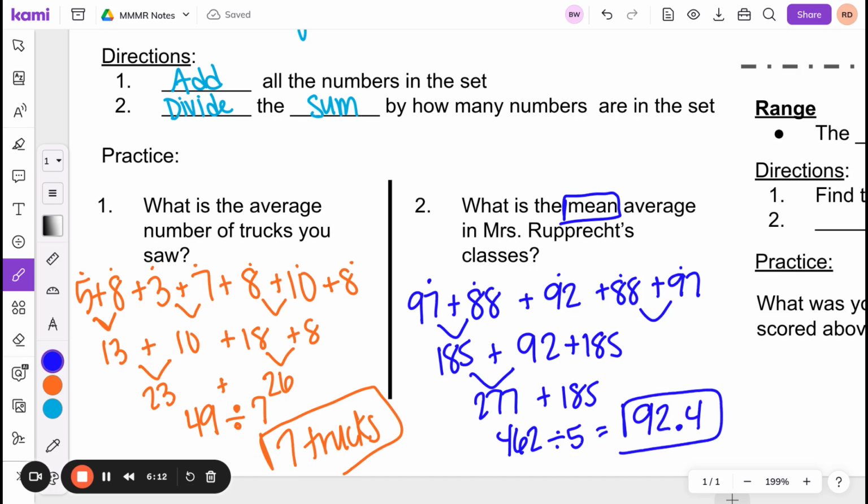Okay, mode is the number that occurs the most. So it's a way to summarize your data by just looking at how often the numbers occur. Mean is a way to summarize your data by finding the average. So we're going to add them up and divide. This is probably the one that's the most real world. We find the average a lot. Average speed, average distance, average grade, average attendance. So this is probably the one you're going to need the most.